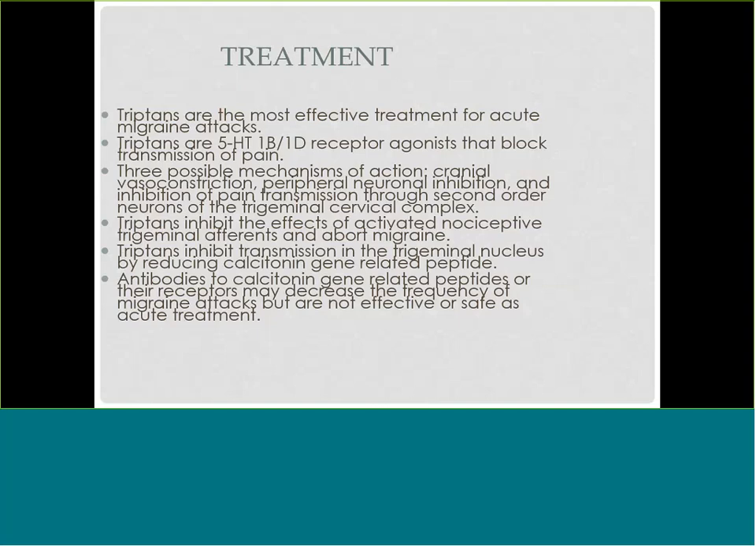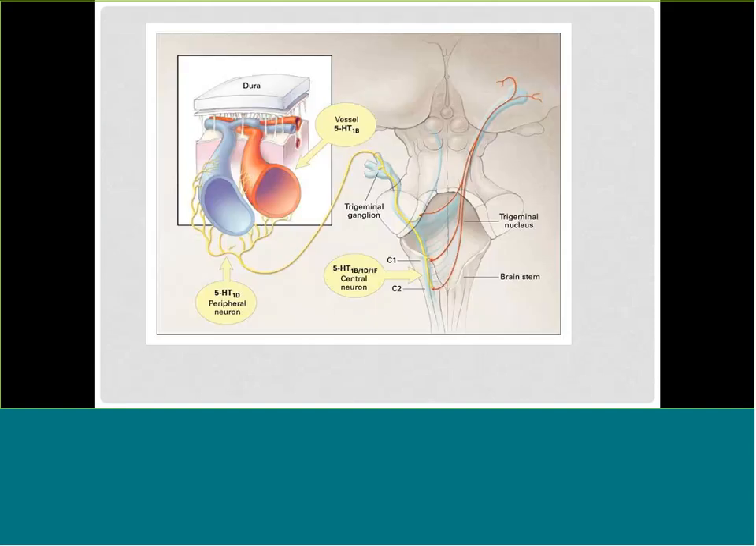Triptans also seem to decrease calcitonin gene-related peptide release, and therefore may affect a migraine attack. Now, people have tried to use antibodies to calcitonin gene-related peptides or their receptors to treat an attack of migraine, but the initial drugs that were developed proved not to be effective or safe. They had liver complications. So now the new variants are used for prevention, not for acute treatment.